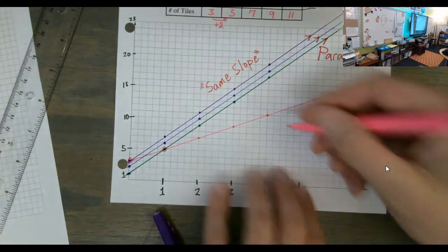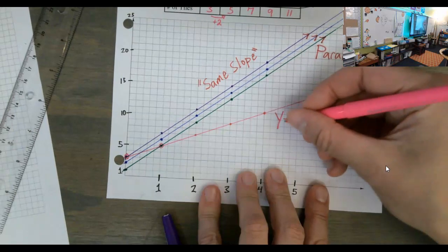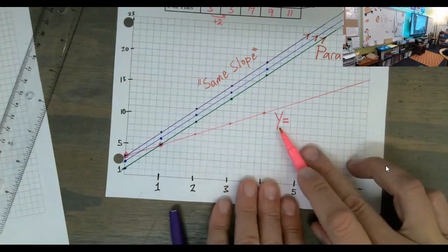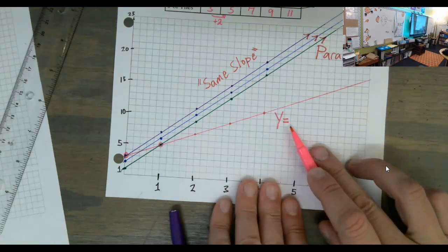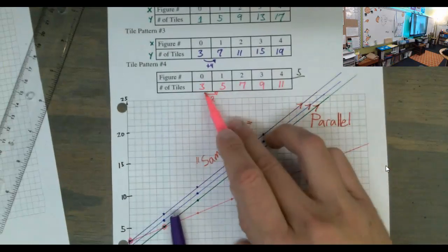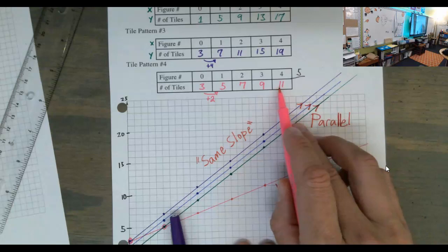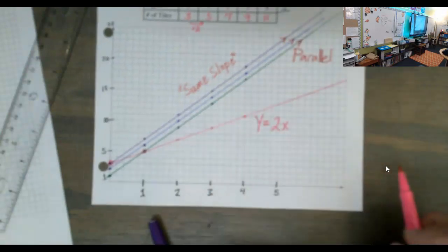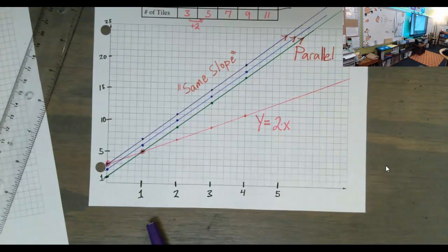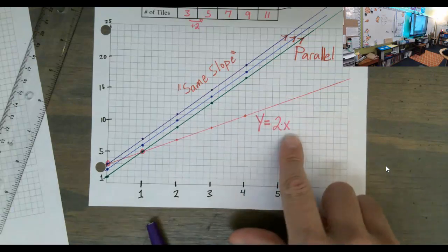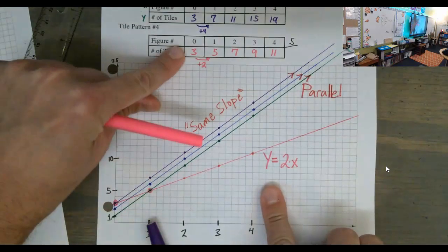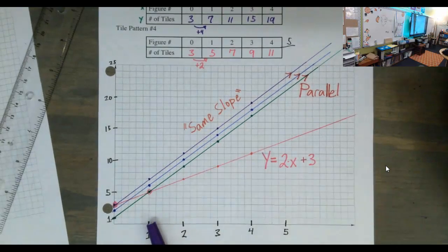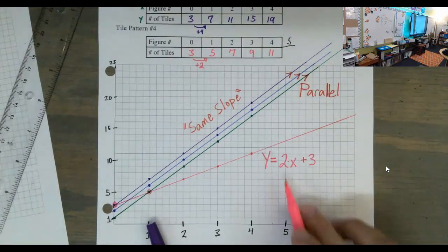Now, real quick, the rule. I'm going to give you the rule for the pink one and see if you guys can figure it out for the other one. How much is our tile pattern 4 growing by each time? 2. Every time the x changes, we go up by 2. But even when x was 0, what did y equal when x was 0? 3. Our rule for our pink line is 2x plus 3.